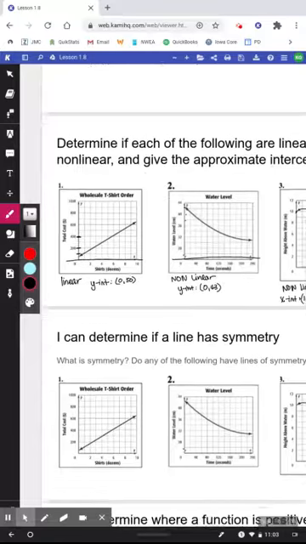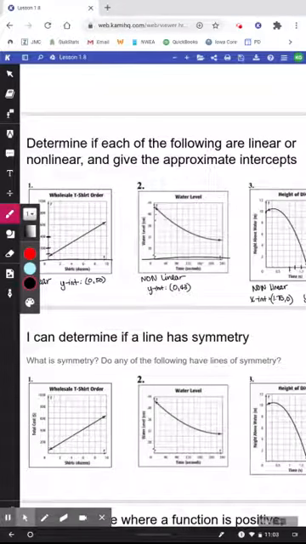I can determine if a line has symmetry. So what is symmetry? Symmetry is when you can fold the line in half, and the left half would look like the right half. So this question asks, do any of the following lines have lines of symmetry? Number 1, I would say yes, because I could fold the line right here and then take this end and fold it over on this end, and I think they would match exactly. So I'm going to say yes, this has symmetry.